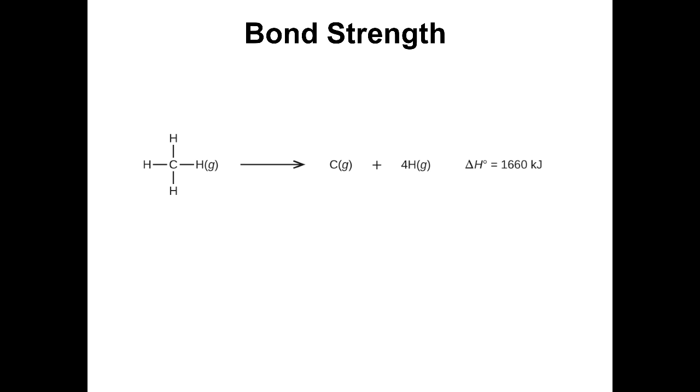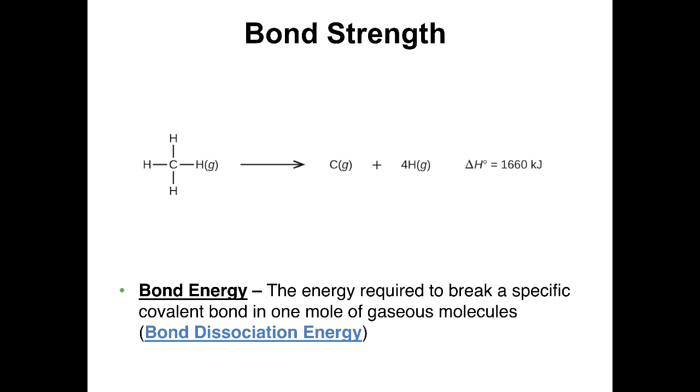Now when we talk about bond strength or bond energy, also known as bond dissociation energy, it is the energy required to break a specific covalent bond in 1 mole of a gaseous molecule. So here we have methane on the left here, and we have broken the 4 carbon-hydrogen bonds to form carbon as a gas and 4 hydrogen atoms as a gas.